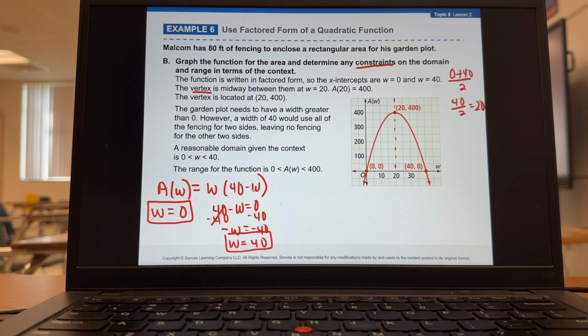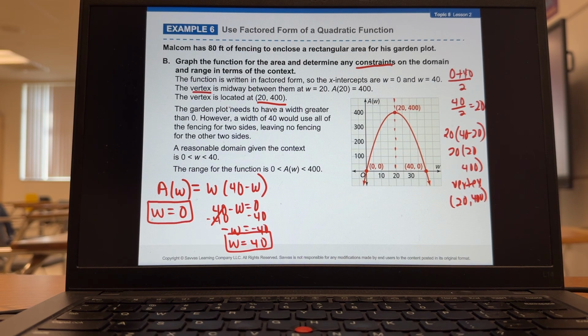And if I were to plug that back in, 20 times 40 minus 20, 20 times 20 is 400. So the vertex is at 20, 400. So the vertex is located at (20, 400).